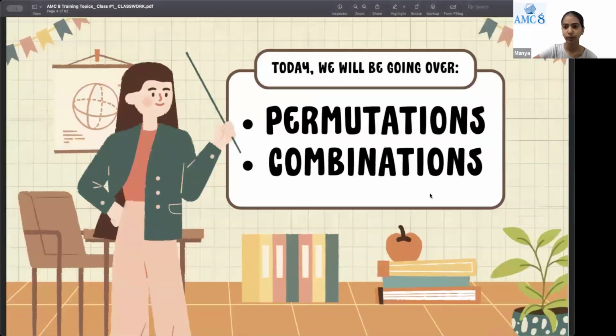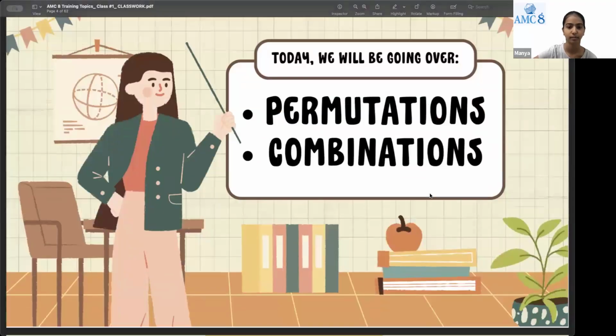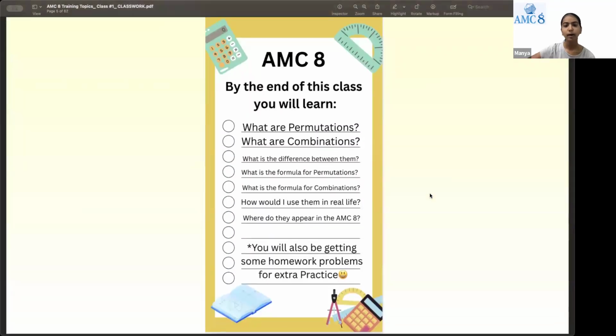So let's start with permutations and combinations. By the end of this class, you will learn what permutations are, what combinations are, what the difference between them is, what the formula for permutations is, what the formula for combinations is, how you would use them in real life, and actual problems from the AMC 8. You'll also be getting some extra problems for homework.